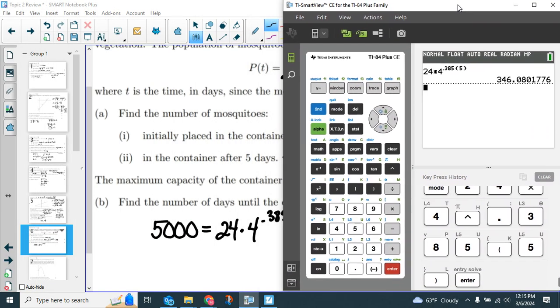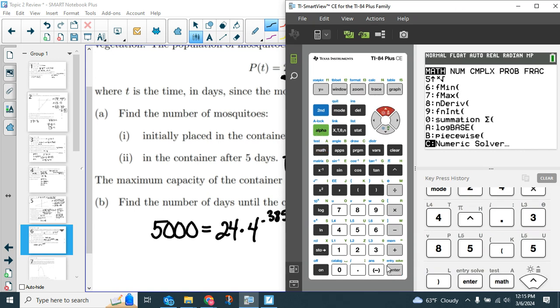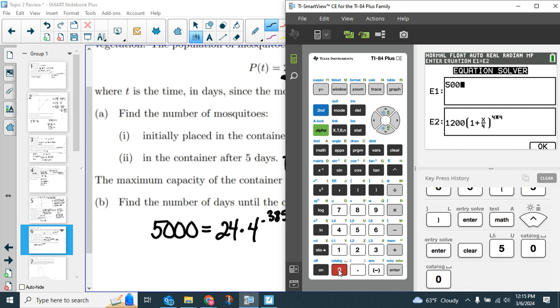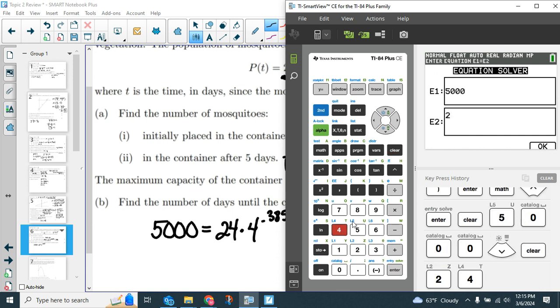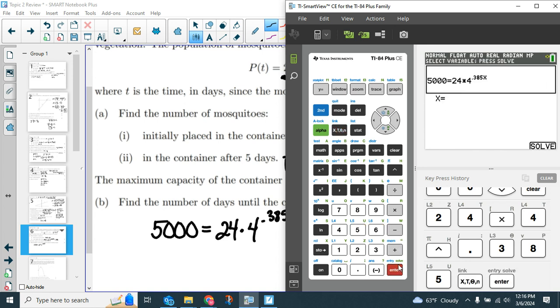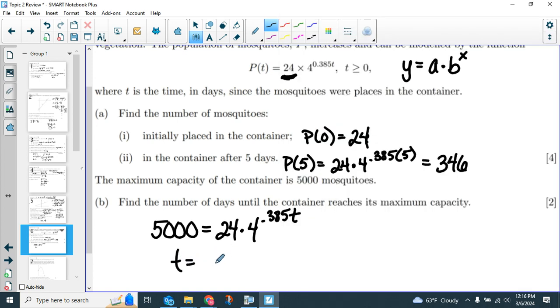What can we use to solve this? Numeric solver. So math up takes us to numeric solver. All right, the left side of my equation has 5,000. The right side of my equation has 24 times 4 to the 0.385 x power. I hit enter. Do remember to hit alpha enter here. All right, 10.00357.